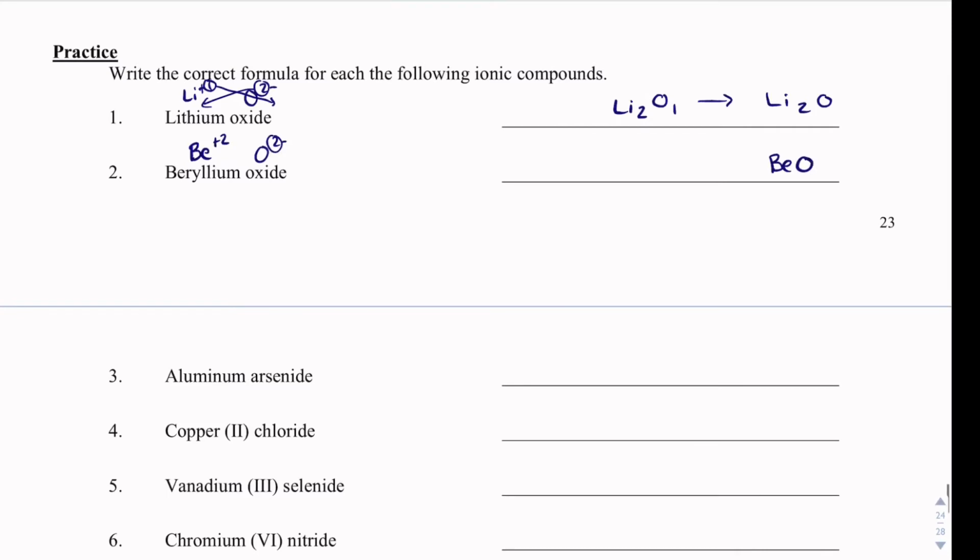Let's say you do the crisscross method. No problem. We get Be2. Then we take the 2 from beryllium and give it to oxygen, and we get Be2O2. This reduces to BeO.